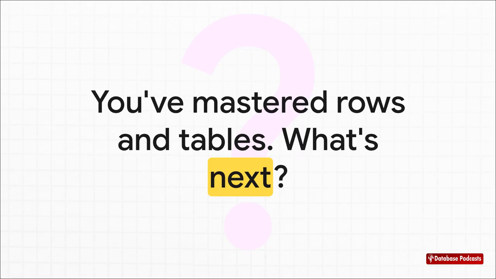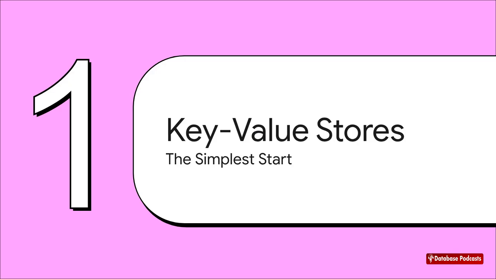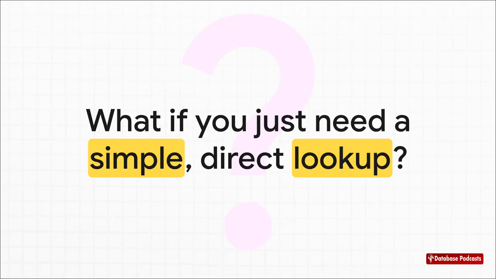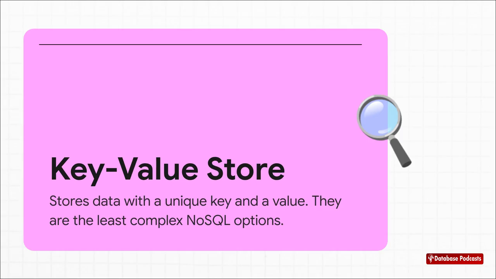Let's find out. Okay, let's kick things off with the absolute simplest place to start in the whole NoSQL universe. It's kind of the OG, the foundation for a lot of what comes next. I'm talking about key value stores. So think about it this way. What if you don't need all the complex queries and joins? What if all you really need is to look something up super fast? You know, a simple, direct, blazing fast lookup. Kind of like grabbing a dictionary to find one word and its definition. Simple, right? Well, that's exactly what a key value store is.